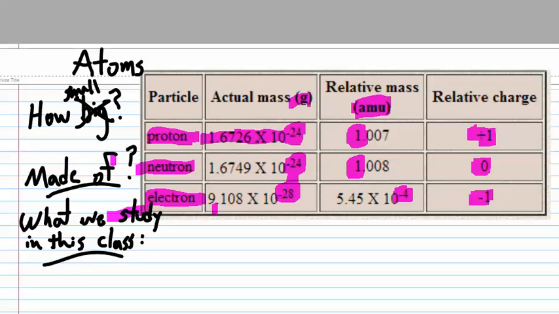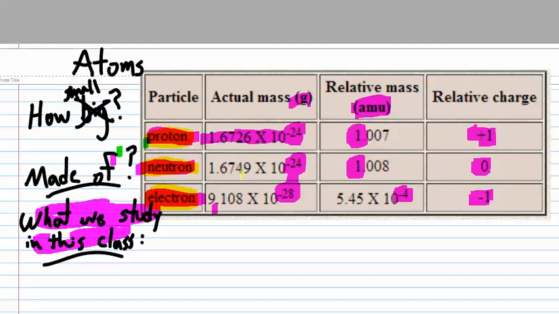So what we study in this class, I guess in order, I would say the protons. Protons, because that's what gives an atom its identity. That's called the atomic number. And the electrons are also important because they determine what an atom is going to do with other atoms. And then the neutrons make atoms heavier or lighter. That's called isotopes, and we'll talk about that later.